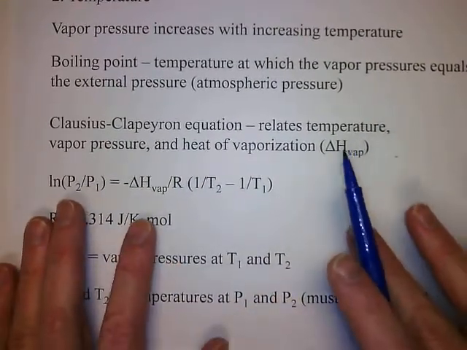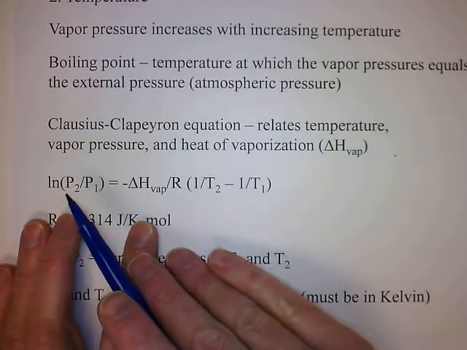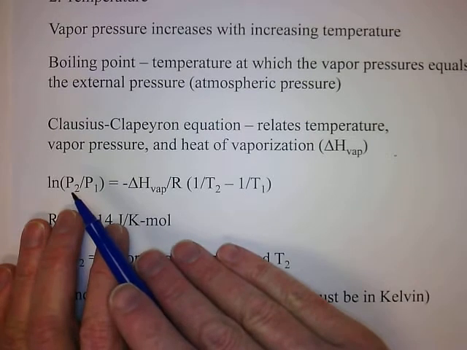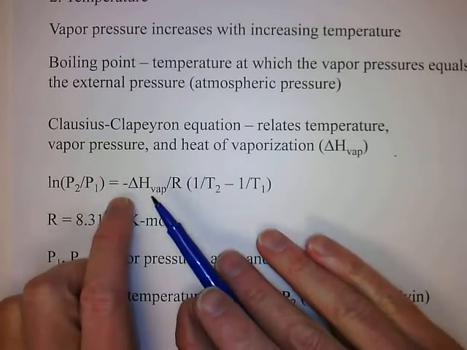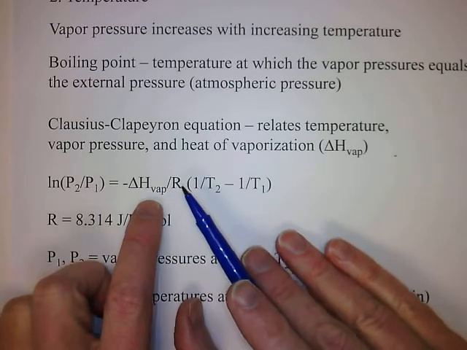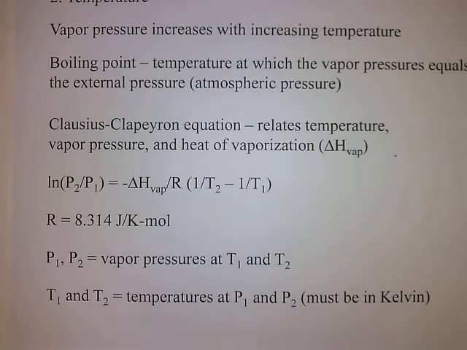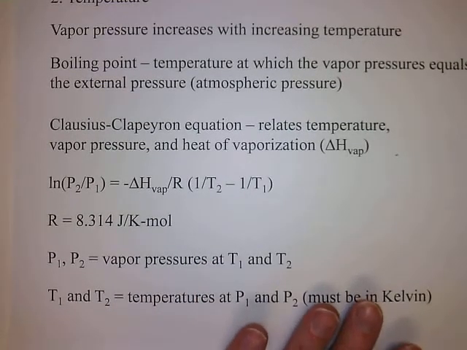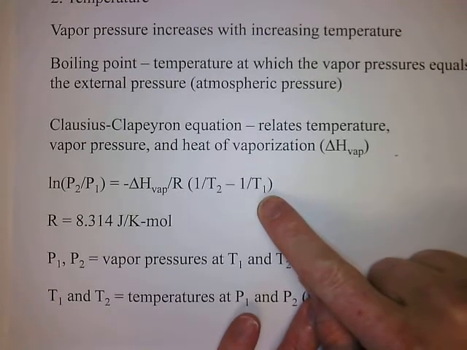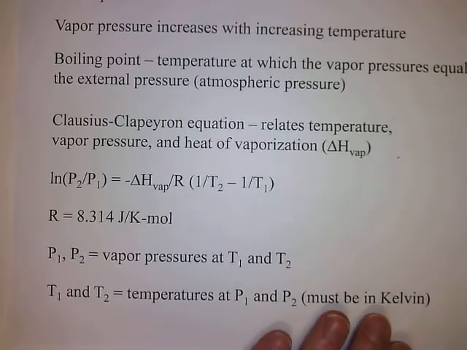And that's this equation: the natural log of the ratio of two vapor pressures is equal to the negative of the heat of vaporization over R times 1 over T2 minus 1 over T1. It's a formidable looking equation, but it's really not that bad. You just have to be careful how you set it up and pay attention to your signs.